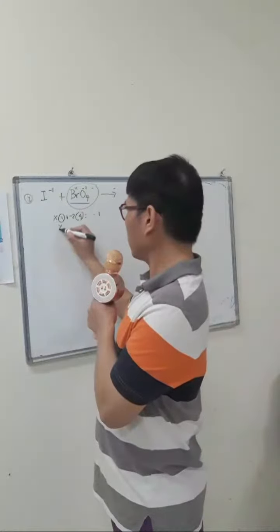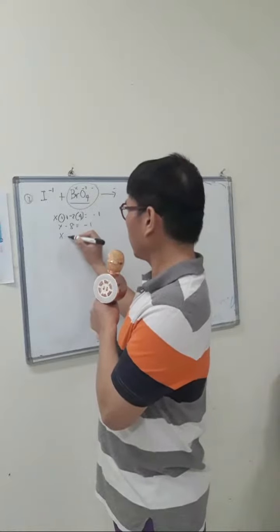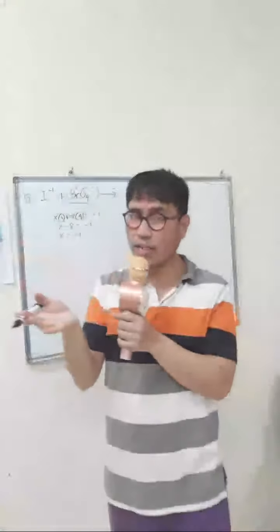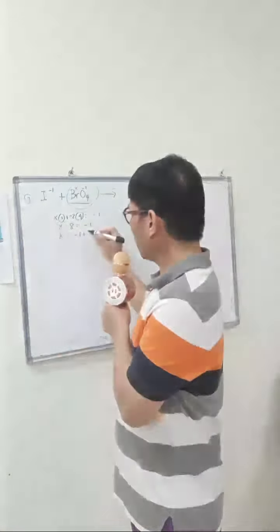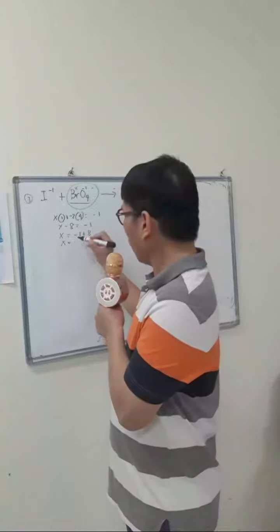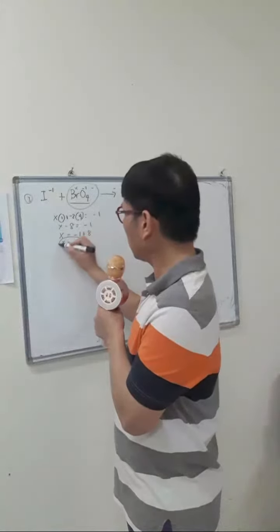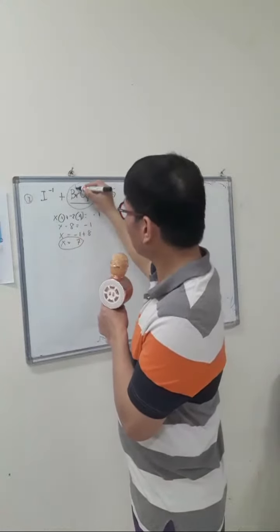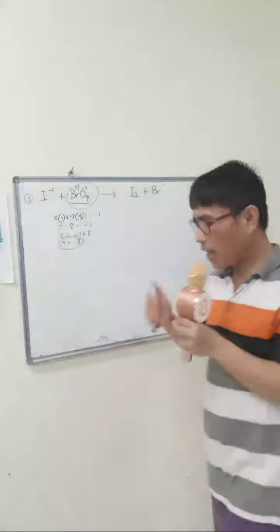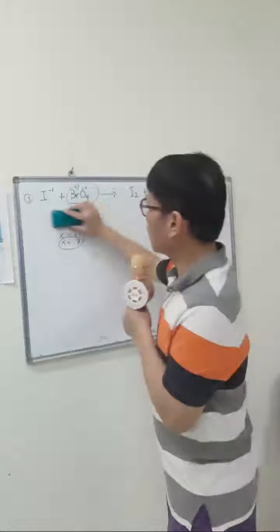So X - 8 is equal to -1. Transpose the -8 to the right, it will become positive. So X is equal to -1 + 8, which is 7. So this is the oxidation state of bromine, positive 7. Okay, now erase. Obtaining the oxidation state, step 1.